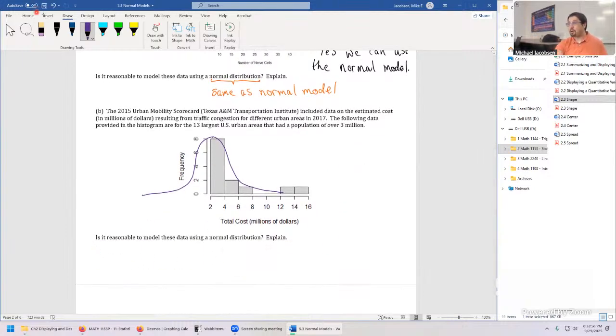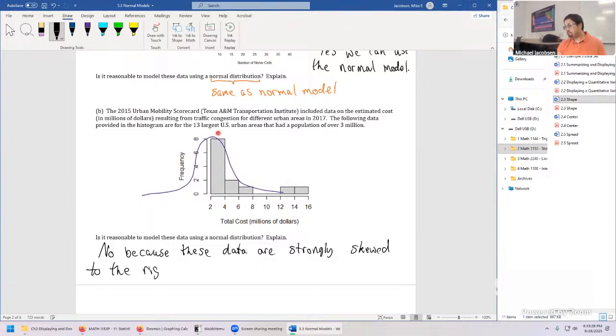So when it asks, is it reasonable to model these data? We might just say no, because, well, two problems. The nearly normal condition wanted roughly symmetric, and we didn't want outliers in our data set as well. So we see both. We'll say no because these data are strongly skewed to the right with outliers. So with this data excluded, it would just need a different kind of curve to make it work.